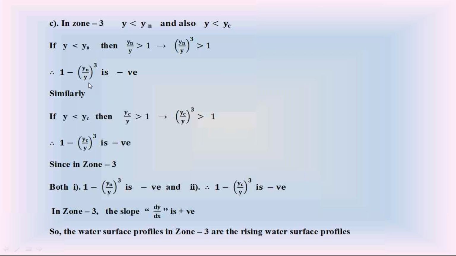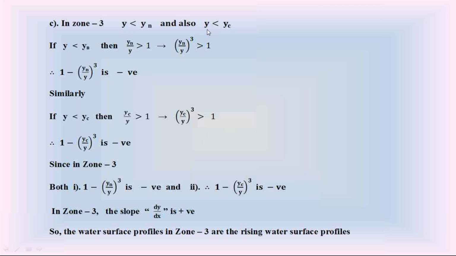Now 1 minus yn by y whole cube. Because yn by y whole cube is greater than 1, 1 minus yn by y whole cube is negative for this zone 3. So in zone 3, the depth of flow y is less than yn and also less than yc. You know that this is the numerator in the dy by dx equation. 1 minus yn by y whole cube is negative.